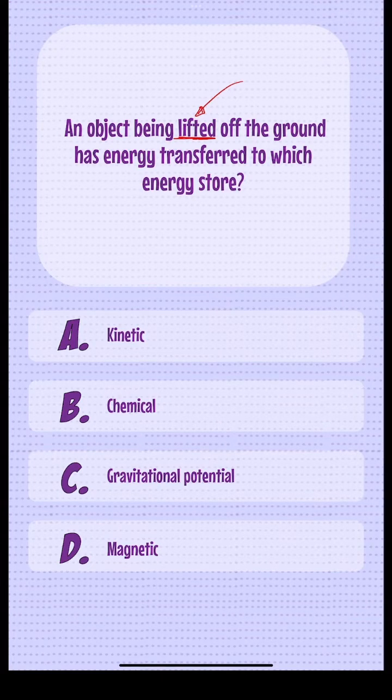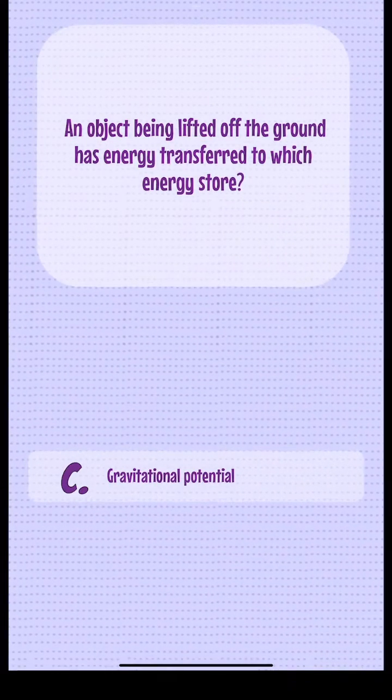This one, yeah, it's being lifted. If something's being lifted, its height increases. If its height increases, the only equation that has height in it is gravitational potential energy. So the answer is C.